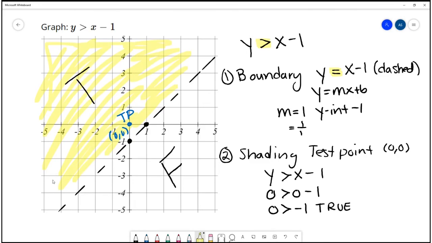All of the ordered pairs in the shaded region are solutions to the inequality y is greater than x minus 1. All of the ordered pairs on the boundary line and on the other side of the line are not solutions to this inequality.